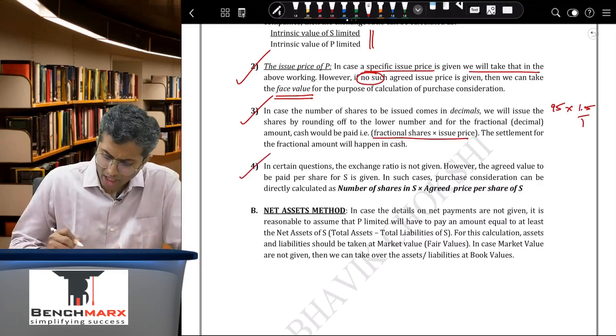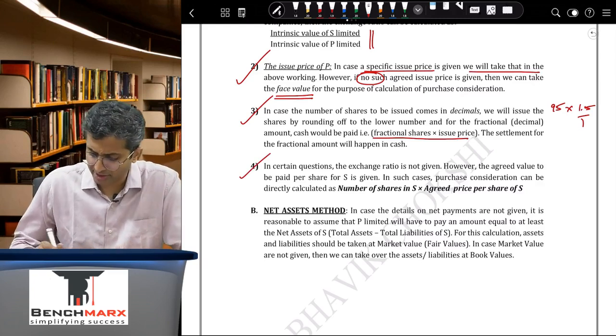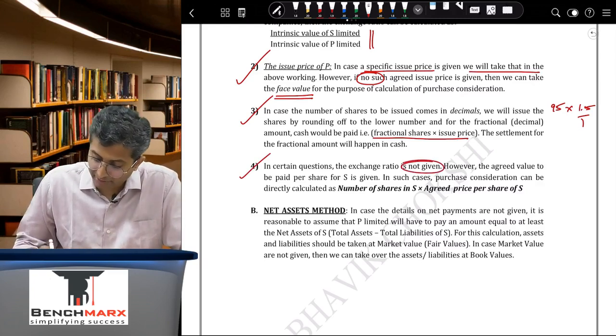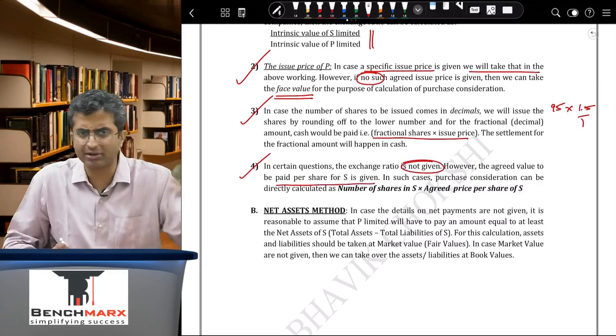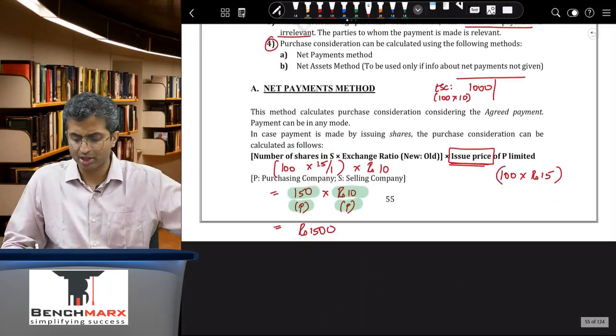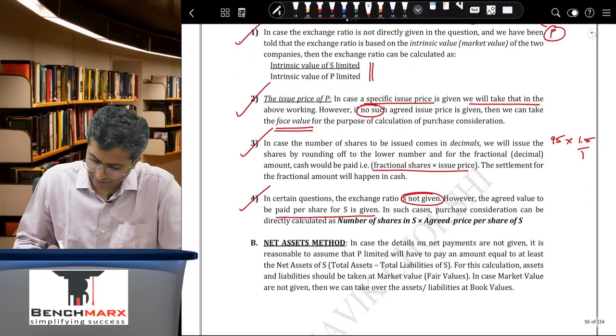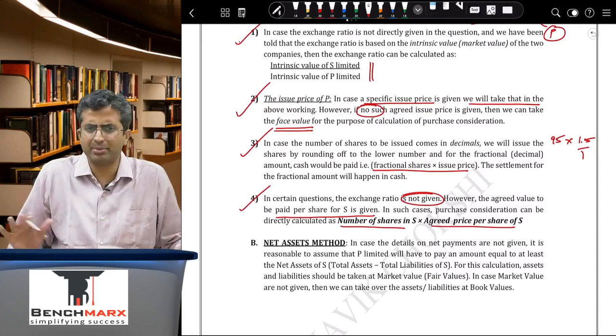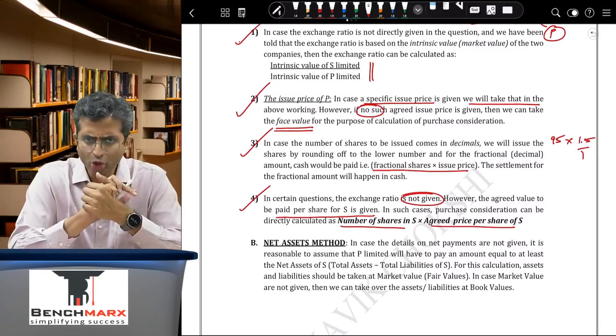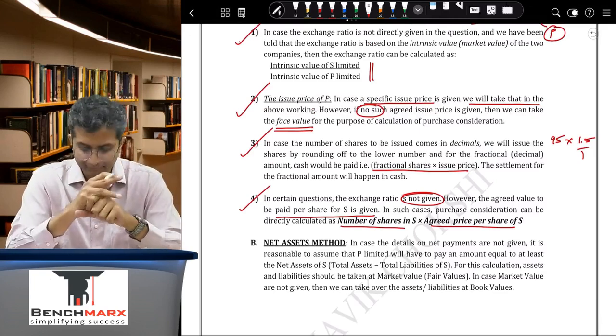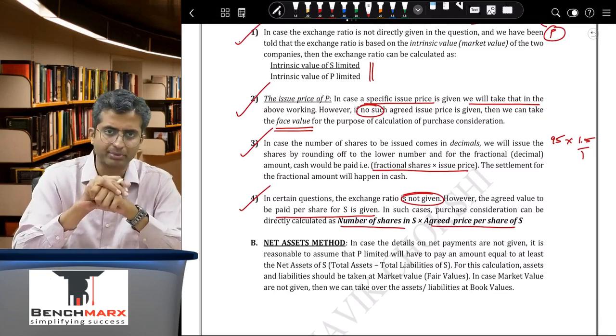Aja. And in the last case, in certain questions, the exchange ratio is not given. However, the agreed value to be paid per share of S is given. For example, we discussed 15 rupees over here, 100 into 15, in which case the purchase consideration can be calculated as the number of shares into the agreed price. Okay, so this takes care of the PC using the net payments method.